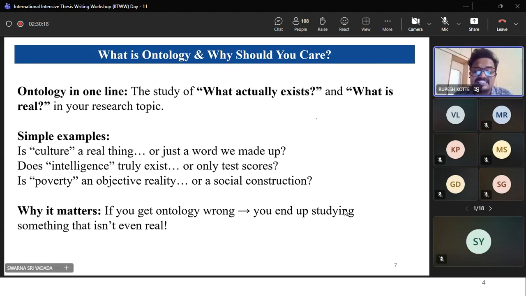And why all of this matters is if you get your ontology wrong with your research, we all end up studying something that isn't even real. Sometimes it happens that, unfortunately, our Indian academia encourages us to import Western theories, Western methodologies. It is not that we should not, and it is also wrong to say that we do not have anything. It is never like that. But Western imported theories or methodologies sometimes wouldn't work in our context. So it is very important that we always understand things contextually.